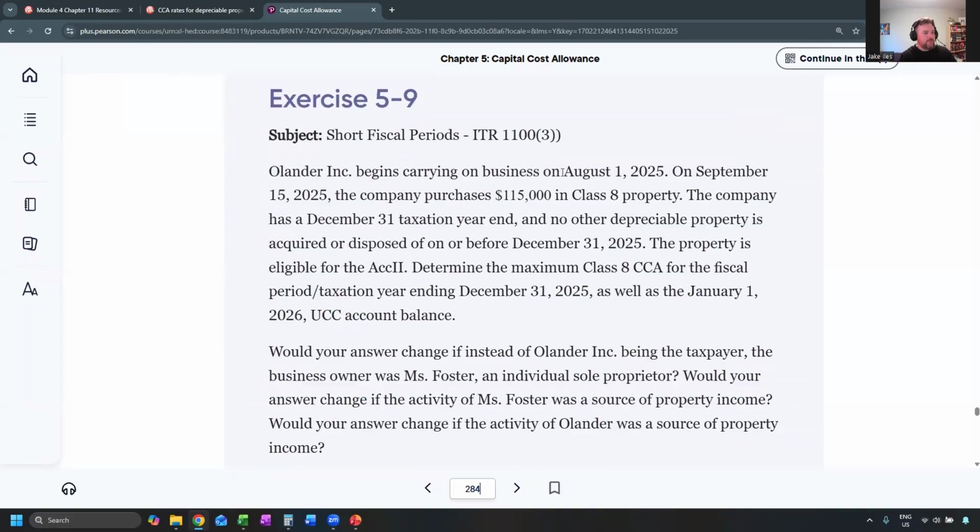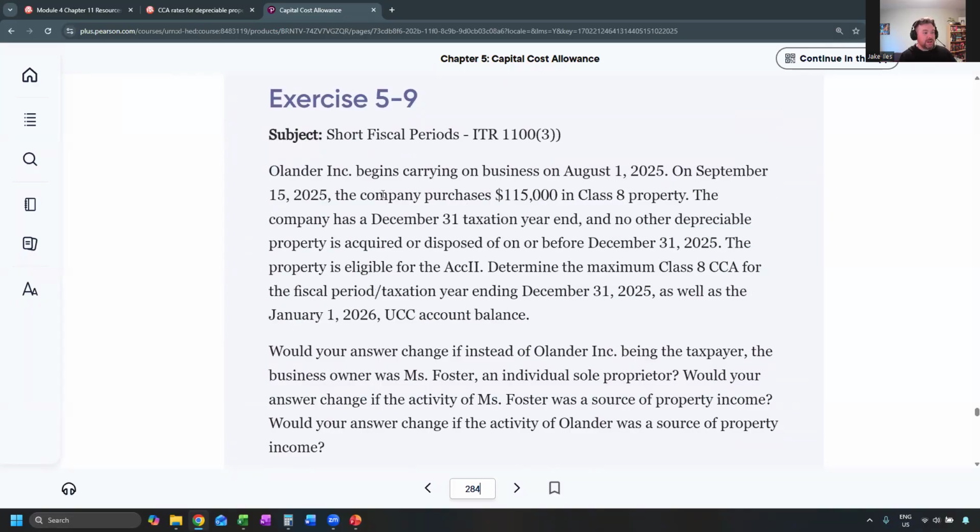Olander begins carrying on a business on August 1st. On September 15th, the company purchases $115,000 in Class 8 property. The year ends December 31st. No other depreciable property is acquired or disposed. The property is eligible for the accelerated incentive. Determine the maximum Class 8 CCA for this shortened fiscal period, as well as the UCC balance going forward.